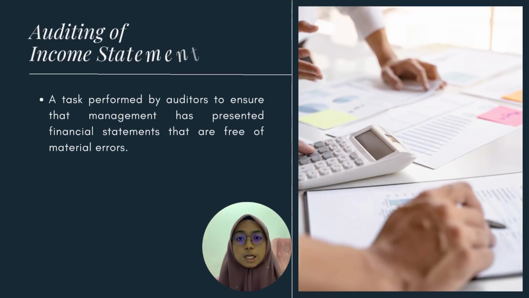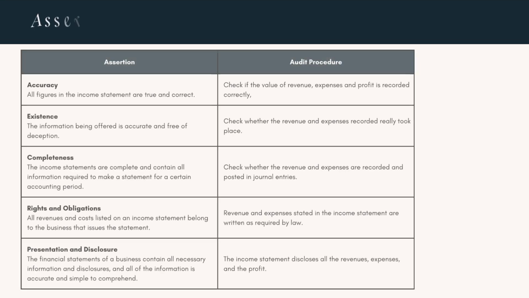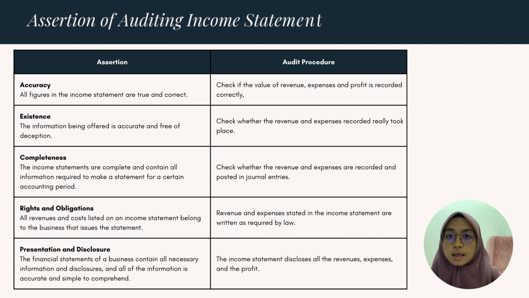Next, auditing of income statement. Auditing of income statement is a task performed by the auditor to ensure that management has presented financial statements that are free of material errors. There are 5 assertions and audit procedures of audit income statement.